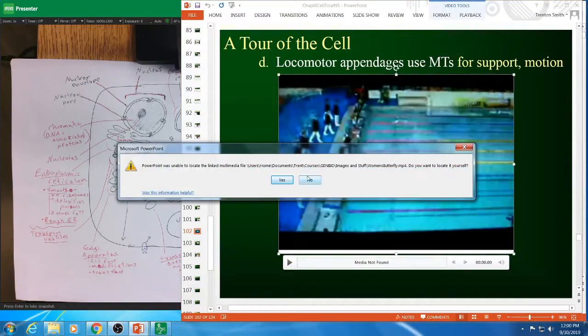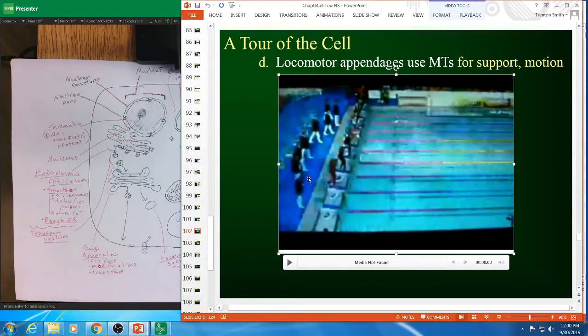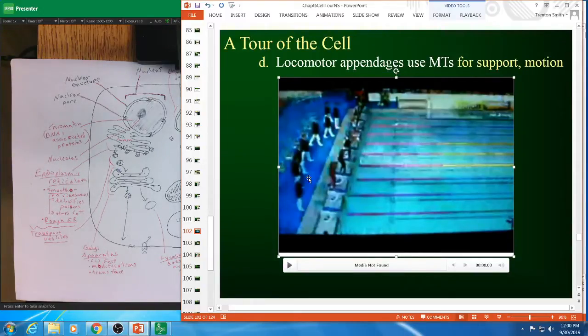Let's see if this will play. Oh, darn it, it's not there. Okay, well, that means I'm just going to have to demonstrate it for you. This is best demonstrated by the butterfly stroke. Actually, I'll show you in a second. Let me give you notes first. I didn't mean to do that.